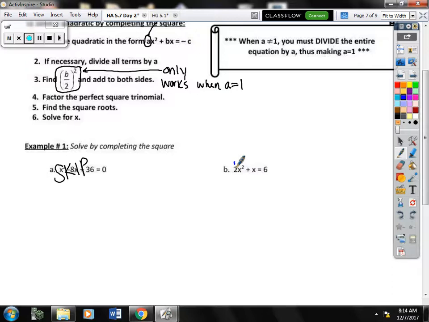So we do see that we have an a value that is not 1. So we're going to have to divide by 2 everywhere. Here, here, and here. So 2 divided by 2 gets me 1x squared plus 1/2 x. I'm going to go ahead and put in my plus blank at that point, just so I remember. You could do it on the next line, but and then that equals 6 divided by 2, which is 3.